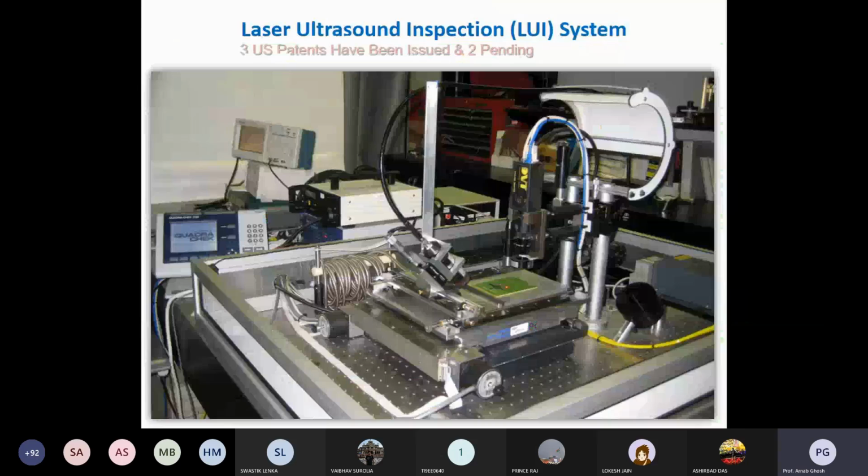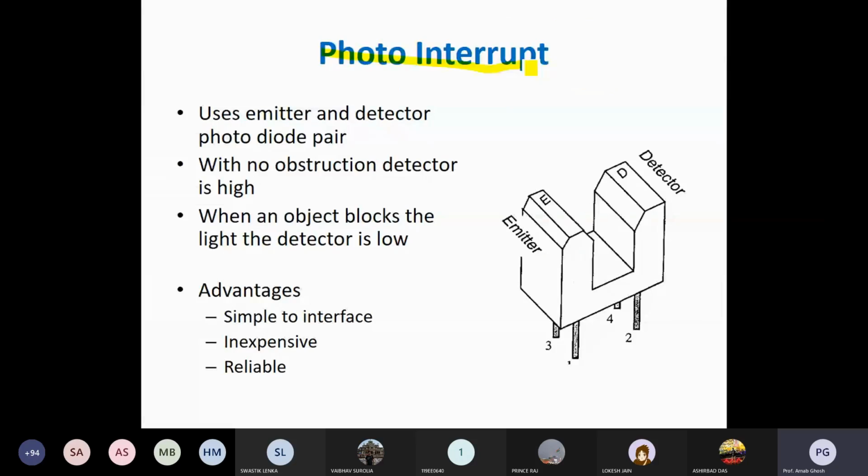Here you can see the laser ultrasound inspection, LUI, system. The entire system is given, and I think you are able to understand the diagram. It is an automated system. Then photo interruption. In my last class I started on photo interruption, and today I am also discussing where it is going to be used. Normally it is used as photo isolation, as optical isolation. Here you can see the transistors, emitter and detector, with isolation between emitter and detector.